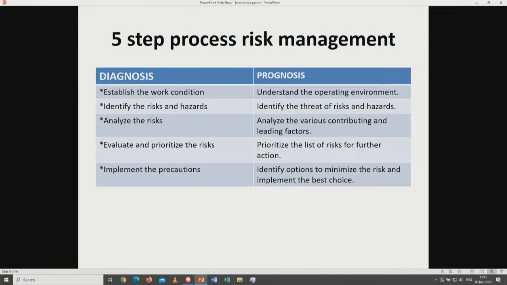Number 3 on diagnosis, analyze the risks. Number 3 on the prognosis, analyze the various contributing and leading factors. Diagnosis number 4, evaluate and prioritize the risk. Prioritize the risk for further action. Number 5, on the diagnosis, implement the precautions. Identify ways to minimize the risk and implement the best choice.